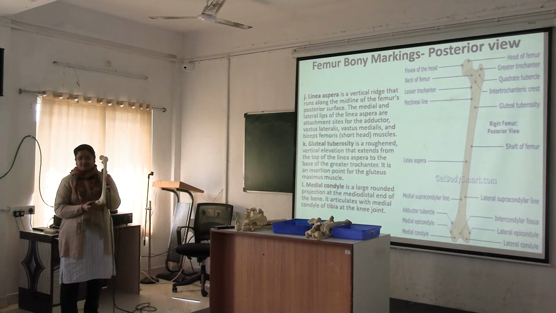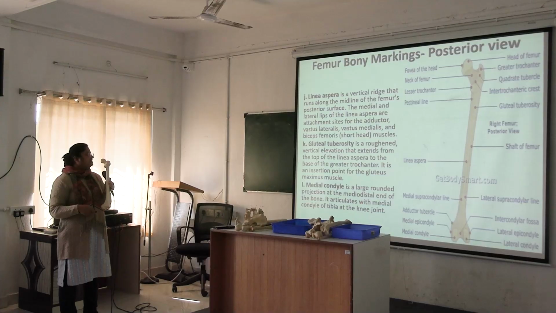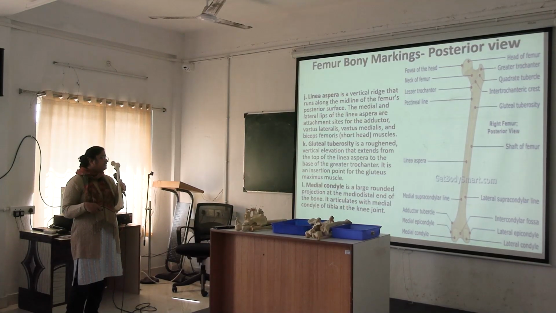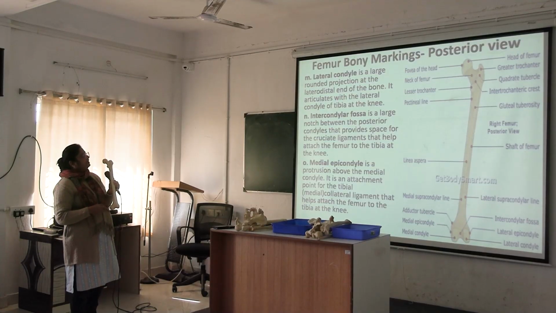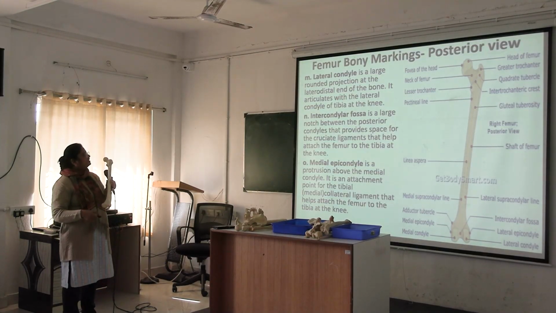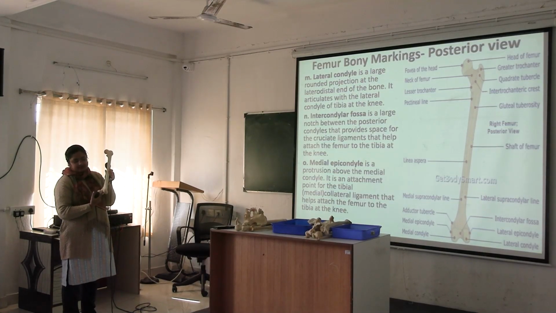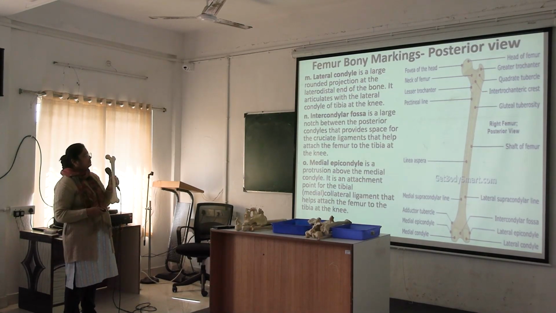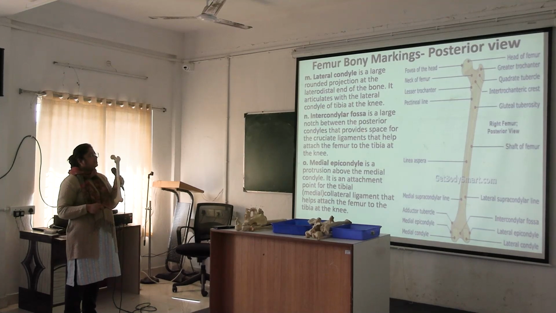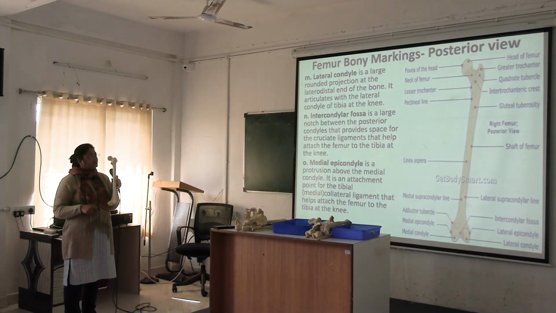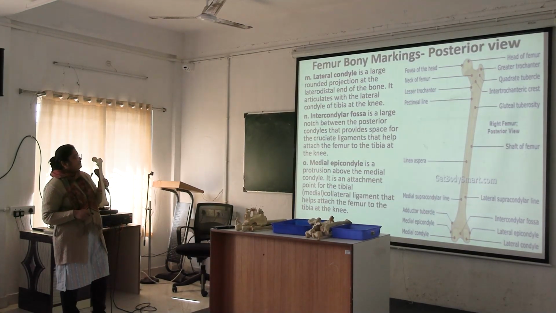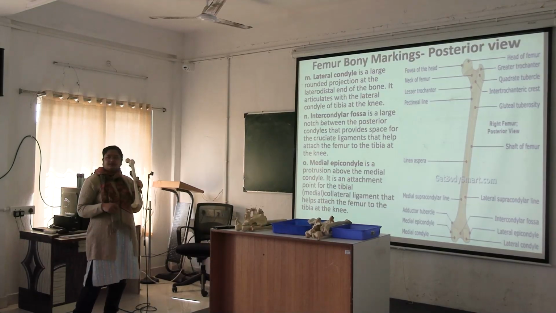Next is the medial condyle. Here this one is the medial condyle. It is a large rounded projection at the mediodistal end, we have already discussed, forming the knee joint. The lateral condyle can also be visible from the posterior aspect. Intercondylar fossa: you can see this fossa from posteriorly. It is a large notch between the posterior parts of the condyles, and that provides space for the cruciate ligaments.